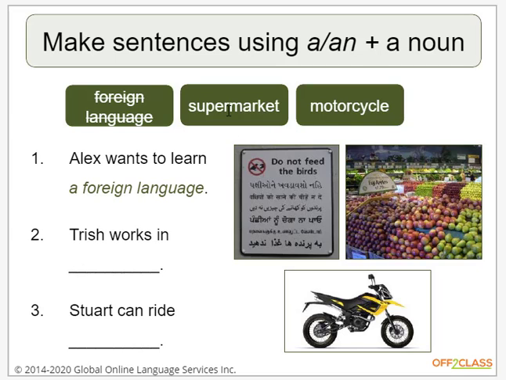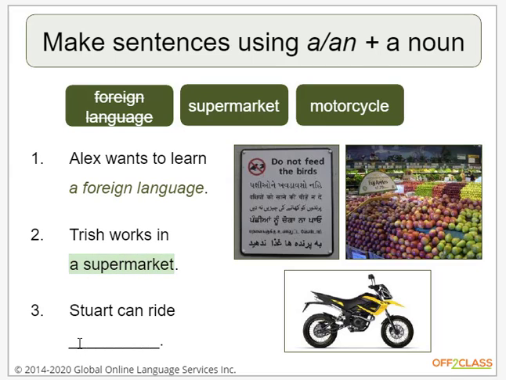So here's a gap fill exercise. Right? So I want you to take one of the words and then use the correct article, whether it's a or it's an. So Trish works in blank. What noun is it? Is it supermarket or motorcycle? Trish works in blank. It can't be a motorcycle, so it has to be a supermarket. So is it "a supermarket" or "an supermarket"? It's a supermarket.